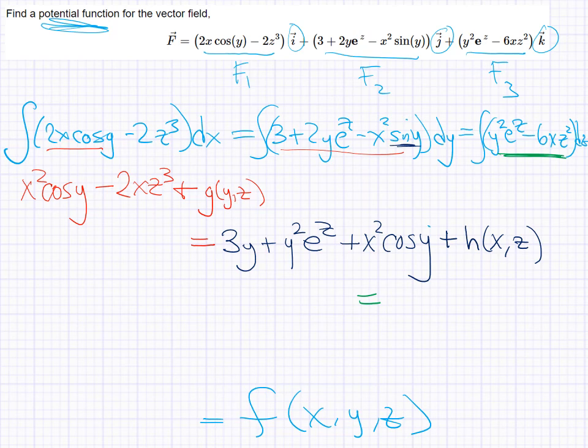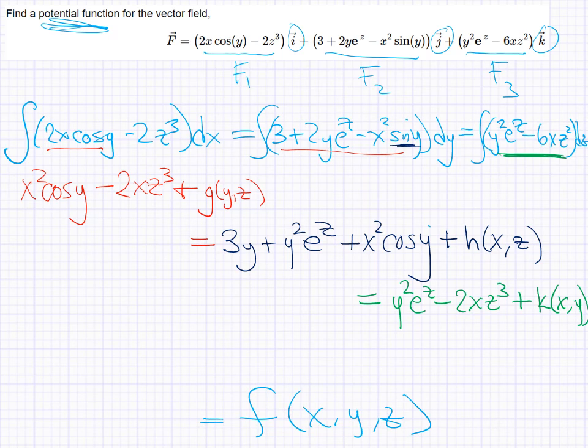All right, and that should equal, and I'm going to put it down here, the integral of this with respect to z. So what are we going to do? We're going to do the integral of y squared e to the z with respect to z, so it'll just be y squared e to the z minus 6xz squared, so that would be 2xz cubed plus some function of, let's say, k of x and y.